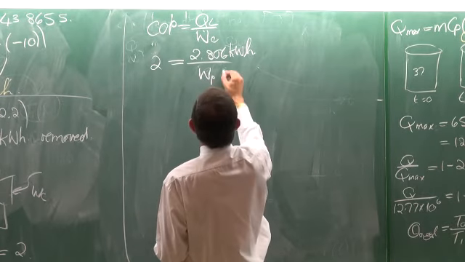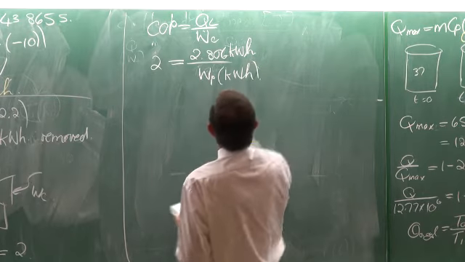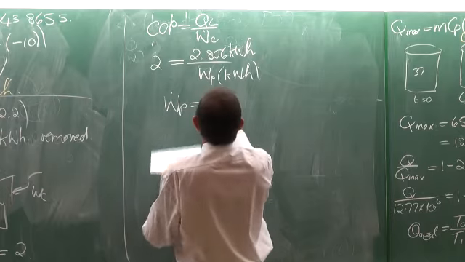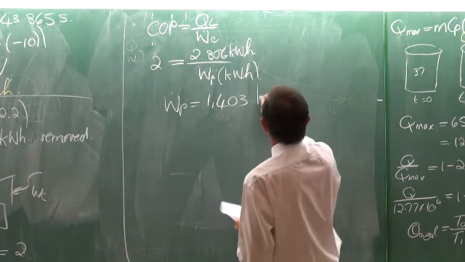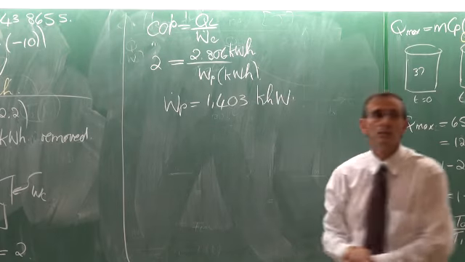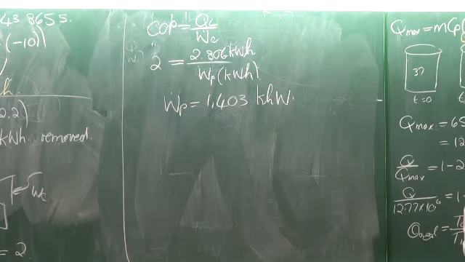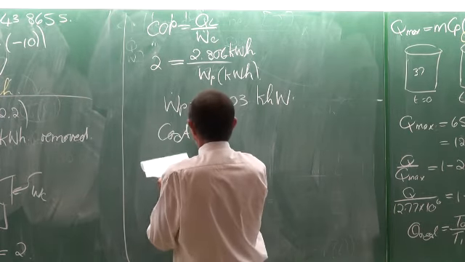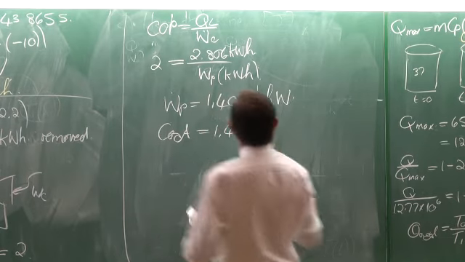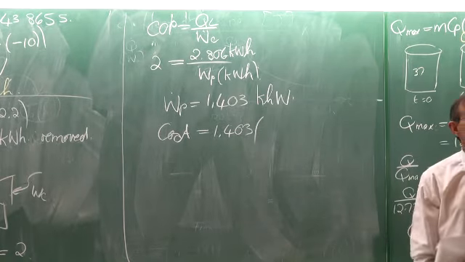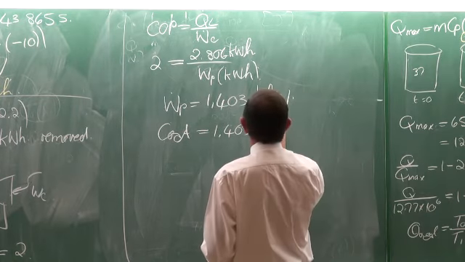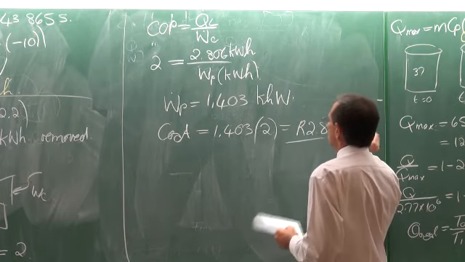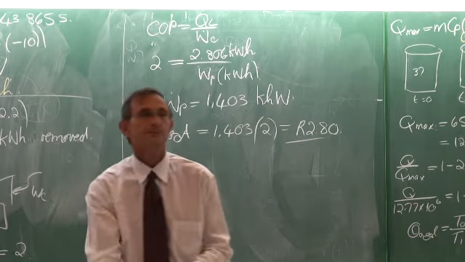Okay, the work of the compressor also in kilowatt hours, and that would then give us the work of the compressor in kilowatt hours would be 1.403 kilowatt hours of electricity being used by the compressor. All right, and the cost at 2 rand or $2 per kilowatt hour, whichever the electricity rate in your country is, 1.403 multiplied by 2, and that would be 2.80 rand in doing the job for us.